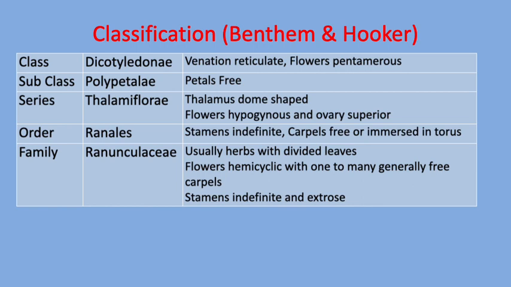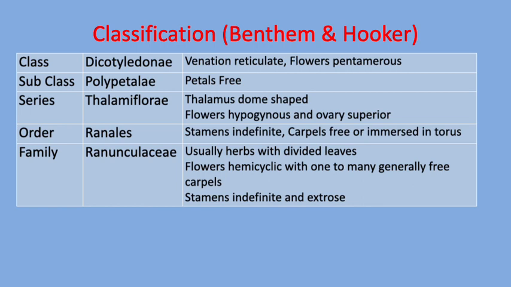The class is Dicotyledons. The characteristic features of this are venation reticulate, flower pentamerous, subclass Polypetalae, petals are free, series Thalamiflorae. The thalamus is dome shaped, flower hypogynous, ovary superior. Order Ranales. Stamens are indefinite, carpels free, or they are immersed in the torus.